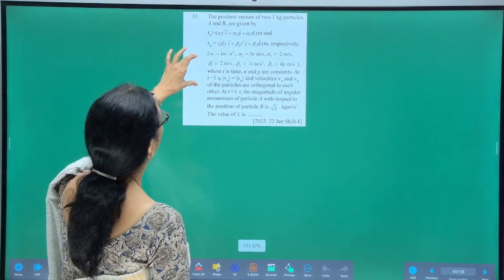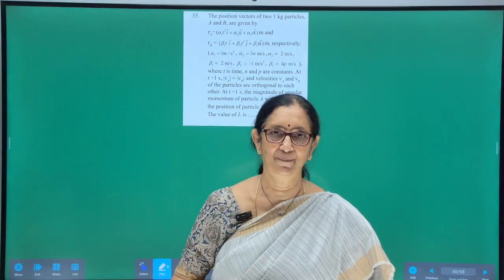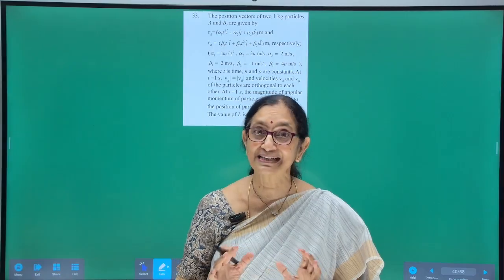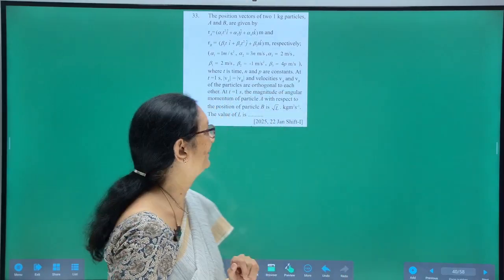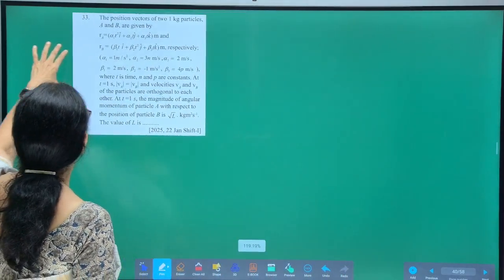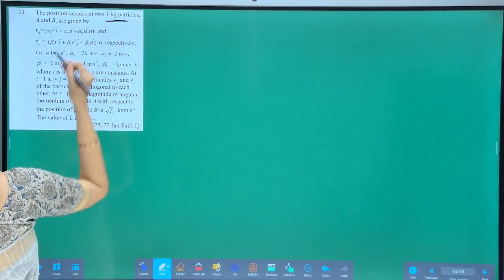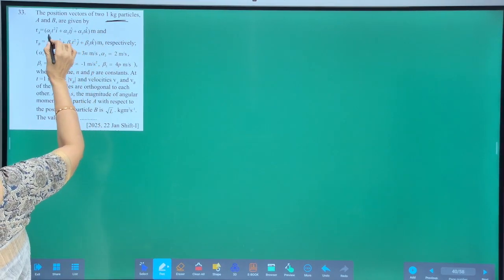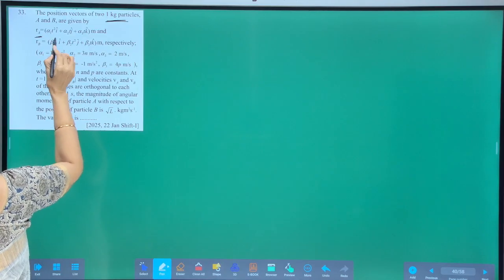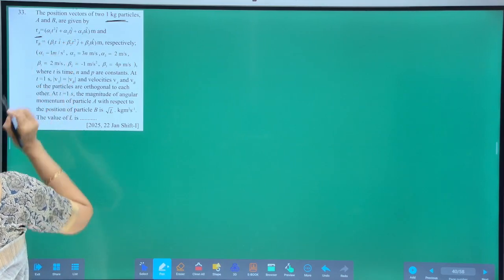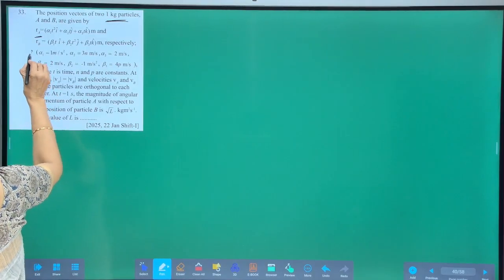See here, follow this problem very carefully. See, it's a lengthy problem. Now I am going to tell you something after completing this problem, so follow me very carefully. See here, keep the problem here. Position vectors of two 1 kg particles. Mass of each particle is 1 kg. Position vectors are RA is alpha 1 t square i, alpha 2 t j, alpha 3 t k, where alpha 1, alpha 2 are given here.